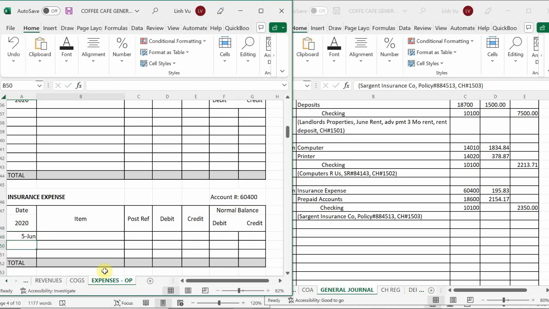It is the 5th. And we paid for the month of June, so you could do liability insurance, whatever you want to put. Liability.